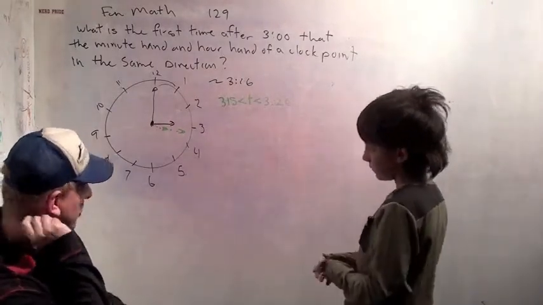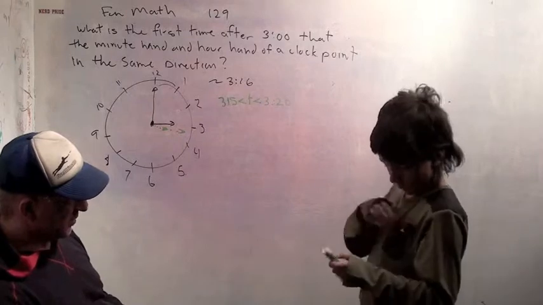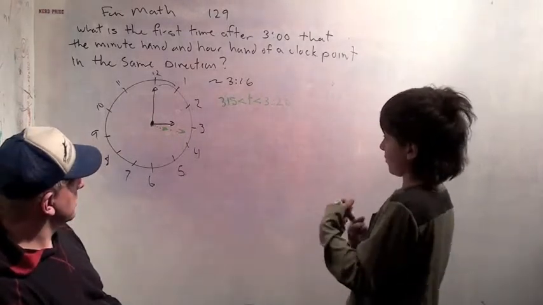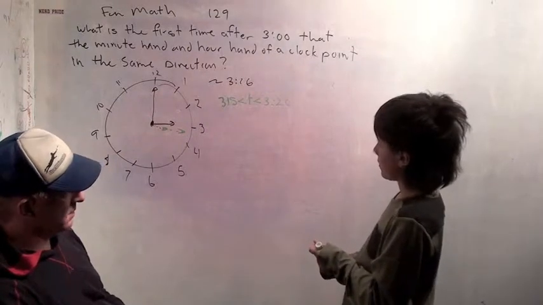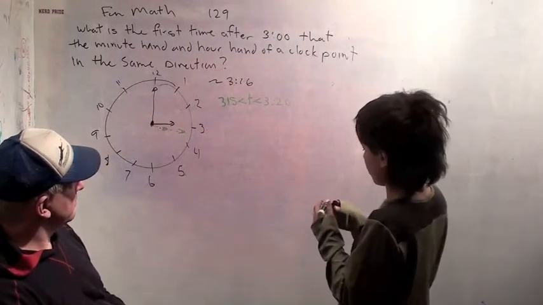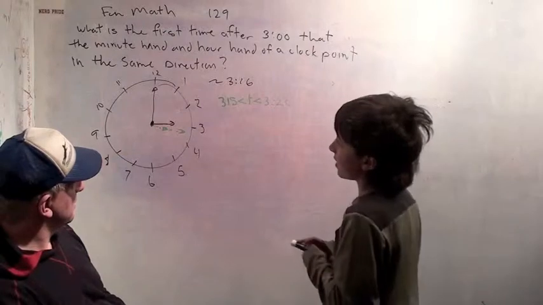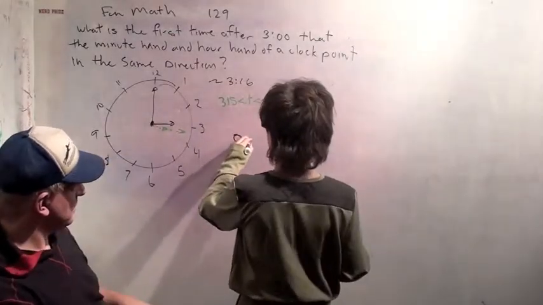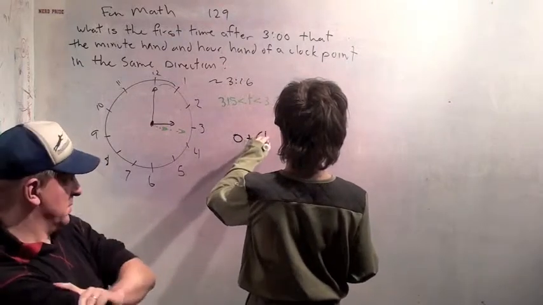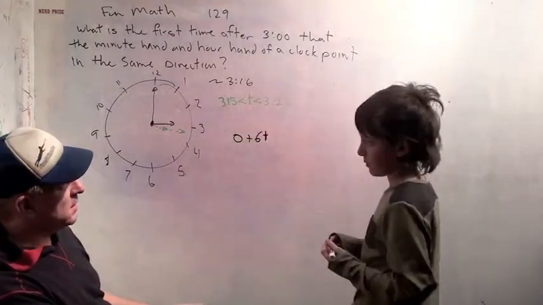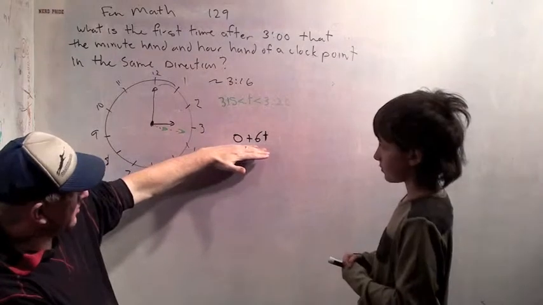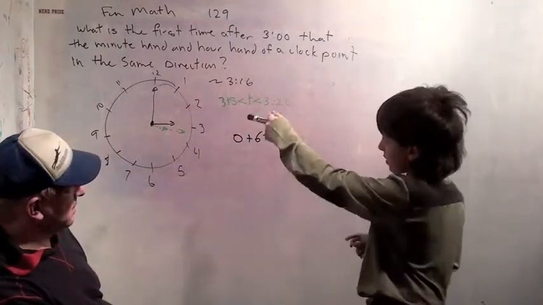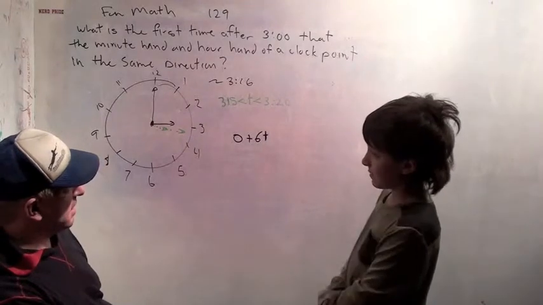Okay, so how are we going to solve this equation? What are we going to do? Well, we know the minute hand speeds and the hour hand speeds. Okay. Well, the minute hand at any given time is 0 plus 6t, where t is the time. Okay, what does 0 plus 6t represent for the minute hand? It represents where the minute hand is.